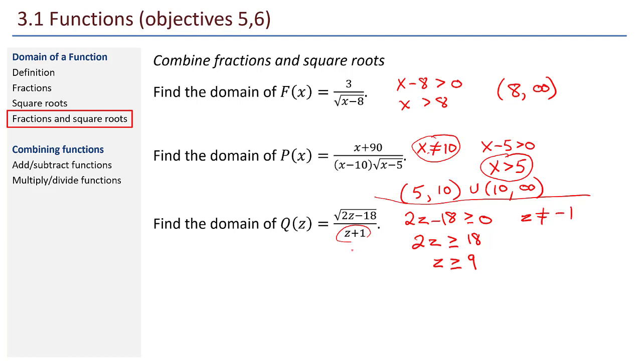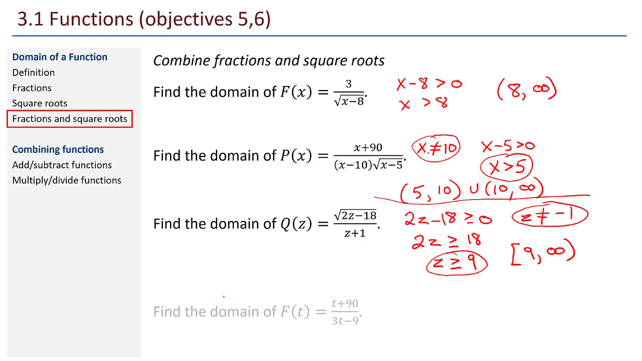Because if z was -1, that whole denominator would be 0. So two things have to be true. z is greater than or equal to 9, and z does not equal -1. Oh, well, it's almost like that second part, z not equal to -1, doesn't even really matter, right? Because down below I know that z has to be greater than or equal to 9. So I get bracket 9, comma infinity as my solution. All right, one more.